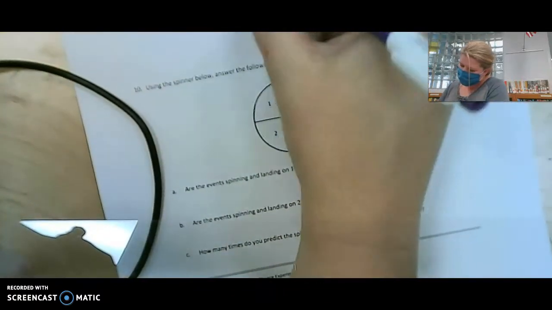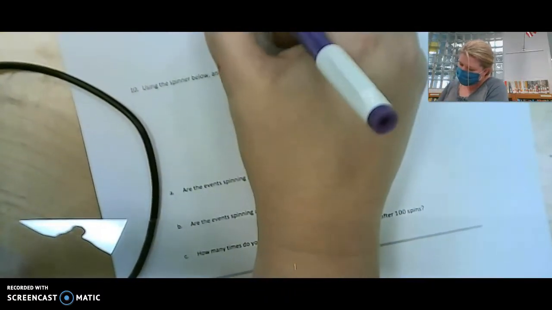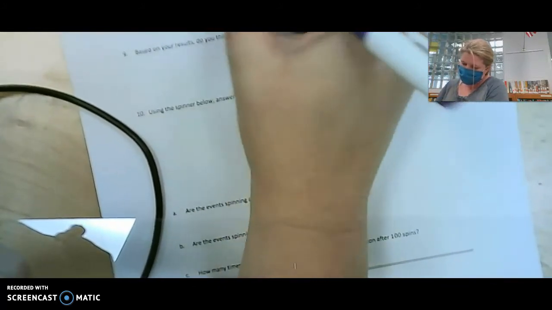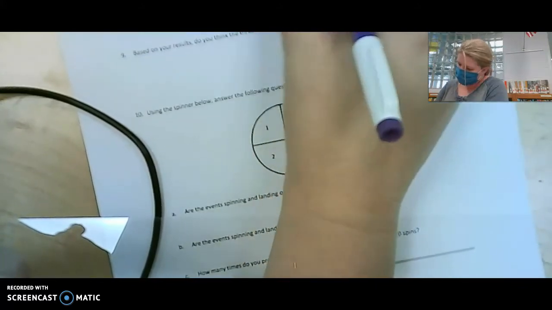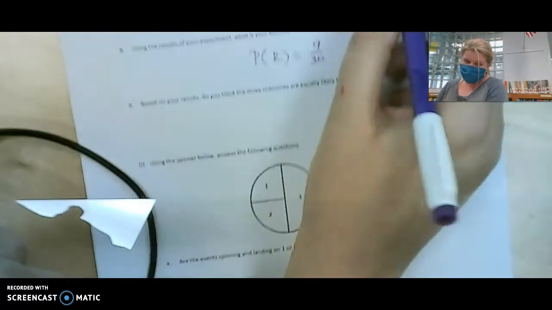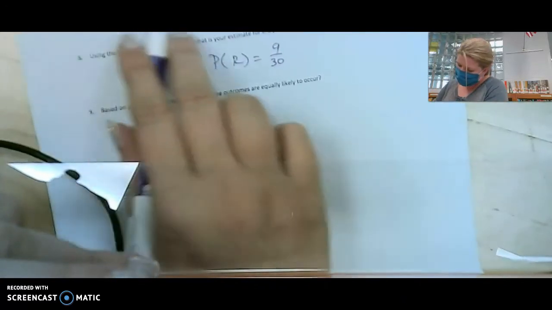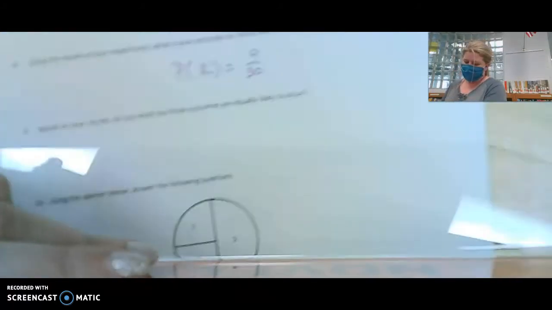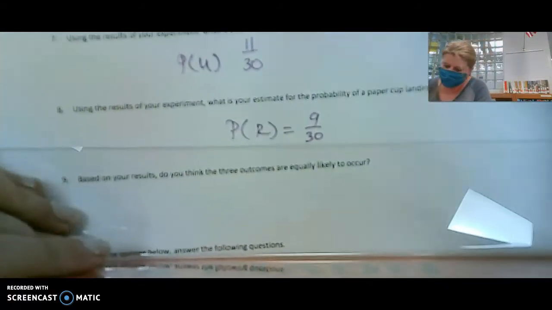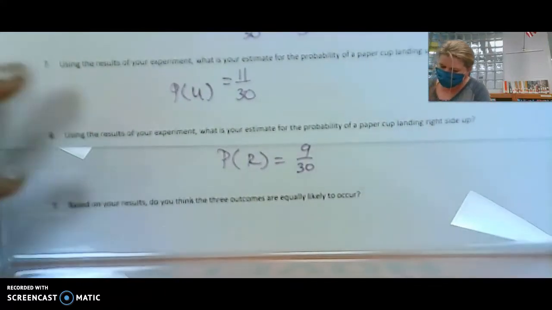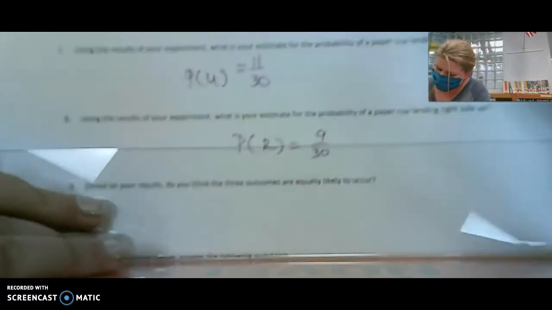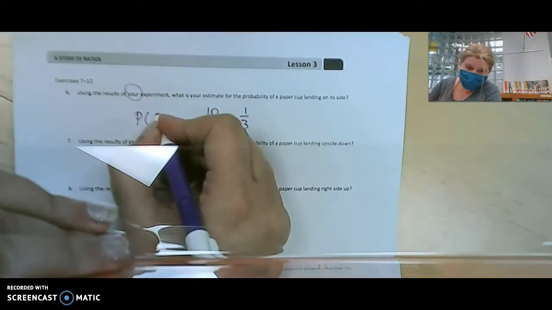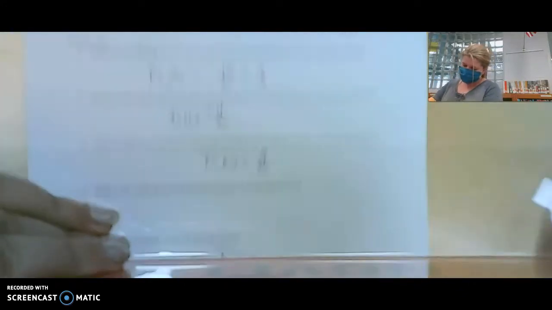The next one, the probability of the paper cup landing on right side up, I got that 9 out of 30 times. I am going back to put in my probability notation, and I suggest that you do that as well. Sorry about this. I don't have the best setup here. Okay, so then the probability of the side would be probability of the side, like that.